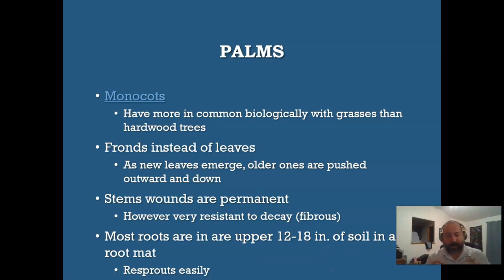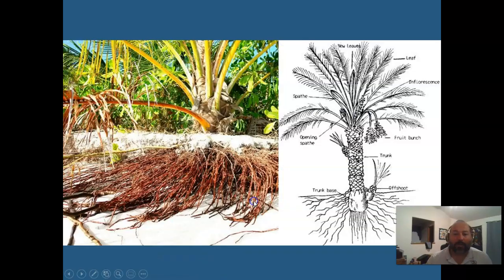Most roots are in the upper 12 to 18 inches of soil and are in a root mat. So it's a tight mat that's very close to the trunk. And if you've ever dealt with palms or seen palms, you'll see that the roots are right there next to the trunk. They don't have a big, huge, spread out, really far bunch of roots. It's just like a mat right around the outside of the trunk. They do resprout very easily though, so that's an interesting feature for palm trees.